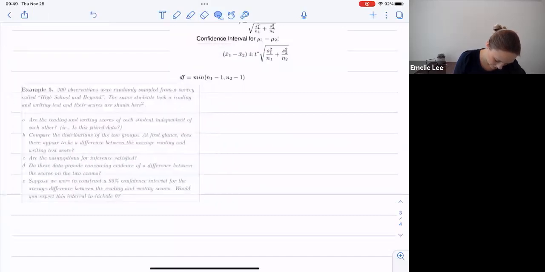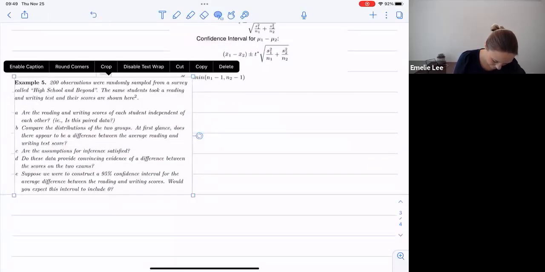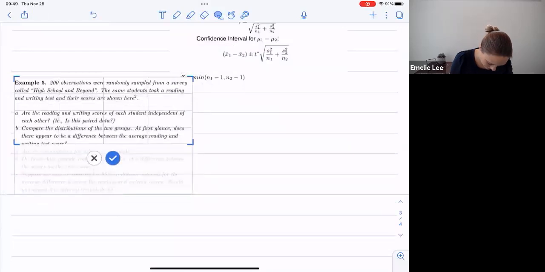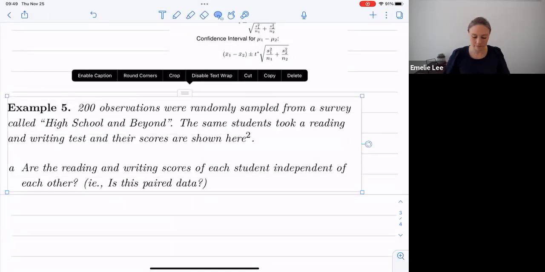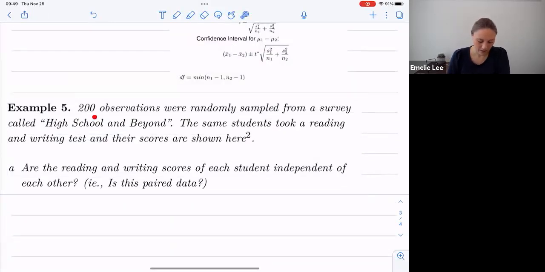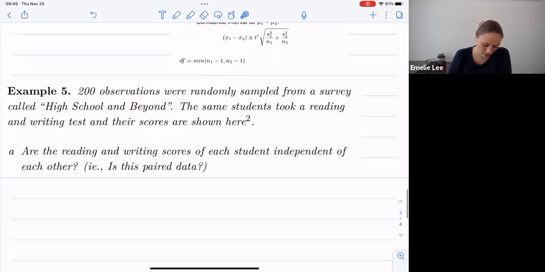So if we read this question here, maybe I'll just use part A. Okay. 200 observations were randomly sampled from a survey called High School and Beyond. The same students took a reading and writing test, and their scores are shown in the notes. Are the reading and writing scores of each student independent of each other? Is this paired data, right?